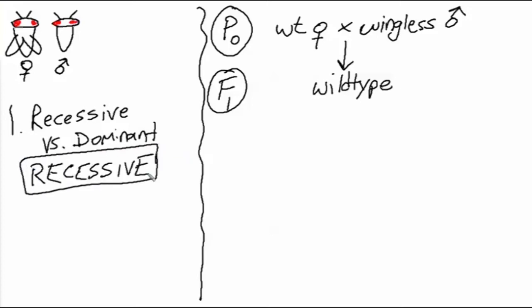Now we can give symbols to the alleles of this unknown gene, which is causing the wingless phenotype. Because it's recessive, we're going to denote the mutant allele as lowercase wg, and the wild-type allele, we're going to denote with a plus. Now the second question we want to ask is whether this trait is being inherited in a sex-linked manner. That is, does the gene responsible for the wingless trait reside on a sex chromosome, or is it being inherited in an autosomal manner? That is, is the gene responsible for the wingless trait residing on one of the non-sex chromosomes?